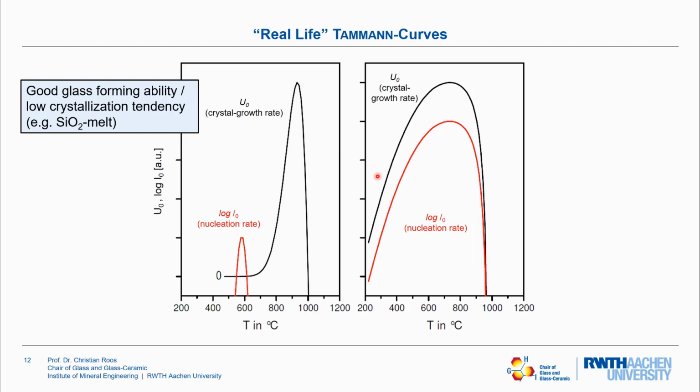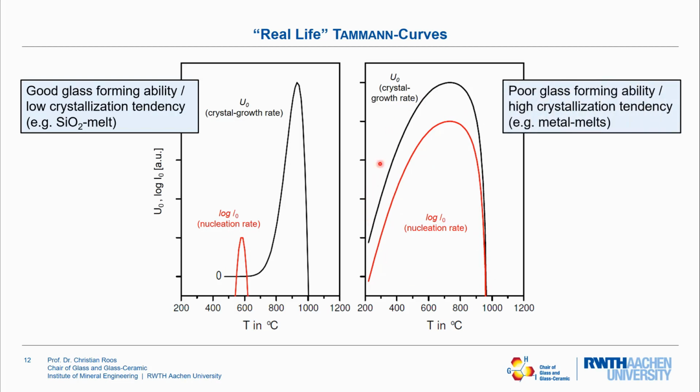On the other hand, on the right diagram, the nucleation curve and the crystallization curve overlap. These are melts with a poor glass forming ability, for instance, metal melts, because it doesn't matter in which temperature range the melt is, nucleation and crystallization can take place in parallel. And this is also the explanation why metal melts crystallize so easily and why it is so difficult to make metallic glasses. This situation can only be overcome with very high cooling rates to avoid any crystallization.